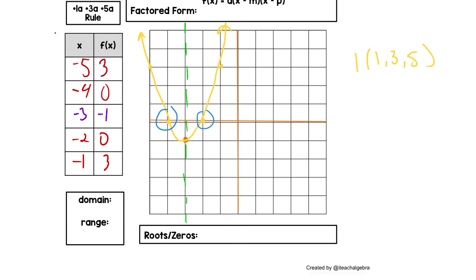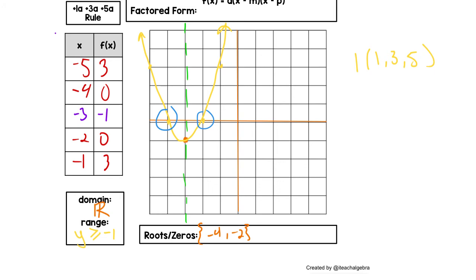Roots and zeros, we already know that those are at -4 and -2. Domain, as always, all real numbers. Range, y, it's facing up, so it's greater than or equal to -1.